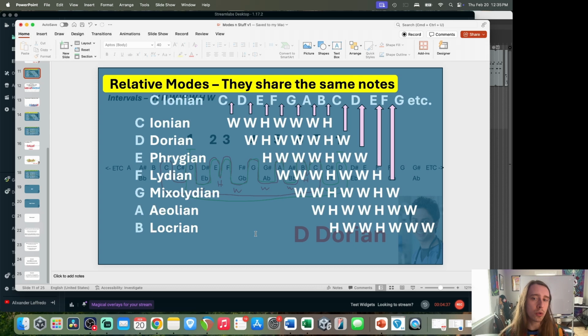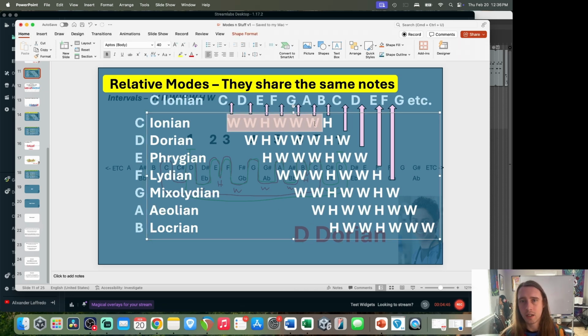And then B Locrian, which is the 7th mode, is B, C, D, E, F, G, A, B, C, and then back to B. And you can see, look, the interval structures are the same, right? They're all the same. They're just shifted over by 1. So because of this, C Ionian, D Dorian, E Phrygian, F Lydian, G Mixolydian, A Aeolian, B Locrian all have the same notes, therefore making them relative modes.